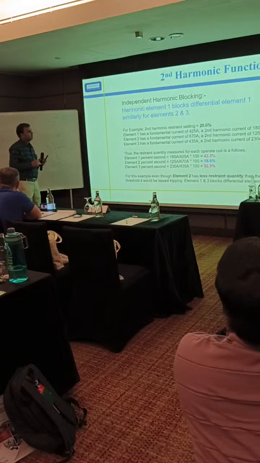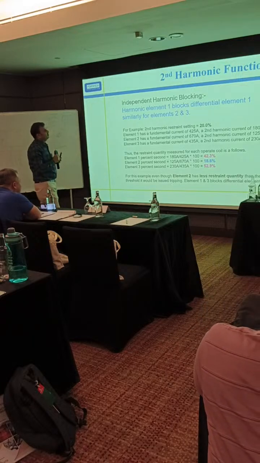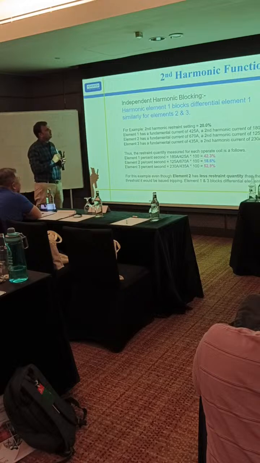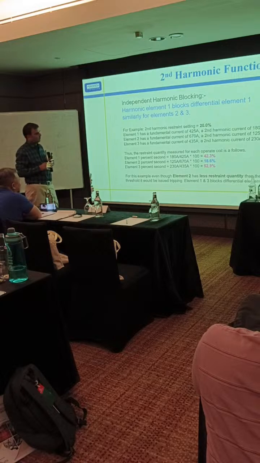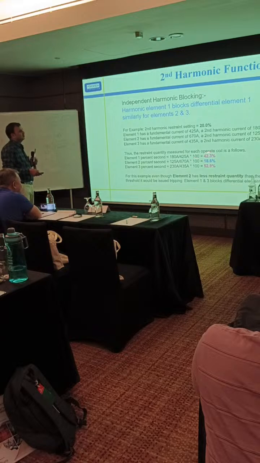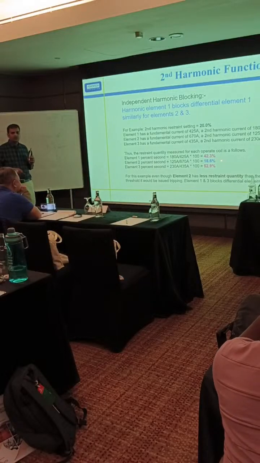This is what I explain. Suppose the fundamental current is 425. The restraint setting is 20%. Okay. Second harmonic current is 180 ampere. So how much percentage you can calculate? I have already calculated here. So it is how much? 42.3%. So harmonic current is more than our setting, so it will block, right?